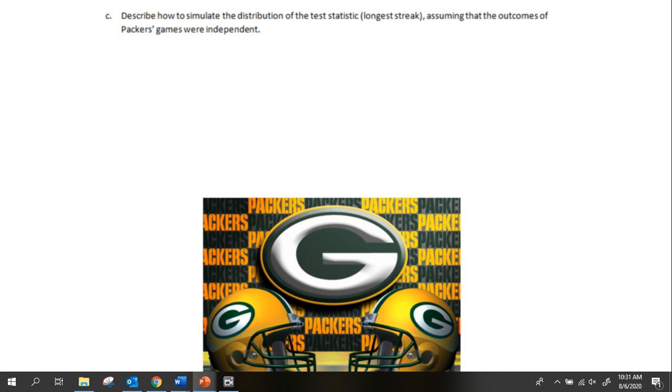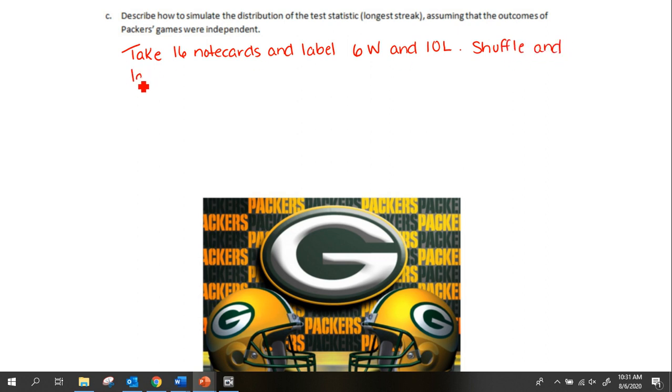Part C says, how would you simulate the distribution? So what we would do is we would take 16 note cards, and label 6 W for win and 10 L for loss. We'd shuffle them and lay them out. Find the longest streak. Plot it on a dot plot and repeat many times.